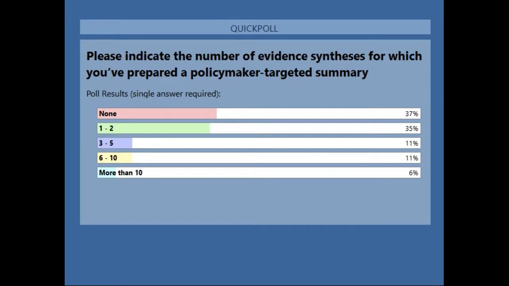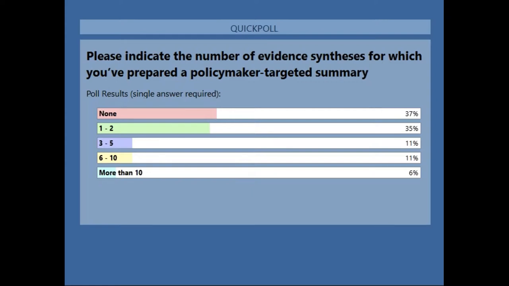So about one third of you said none, about one third of you said 1 to 2. And then from there it was 11%, 11%, 6%. So some of you very active in this space, others about a third of you haven't yet had the opportunity to do this. So thank you for the poll, for poll six.